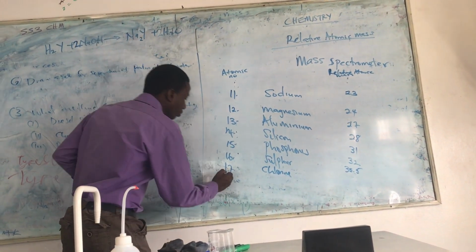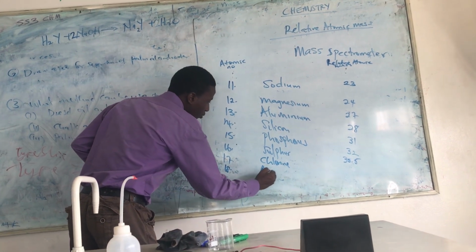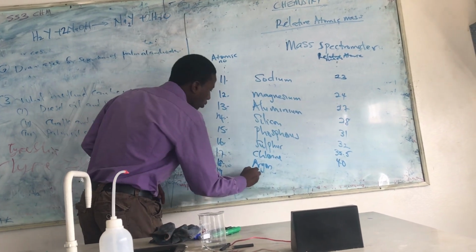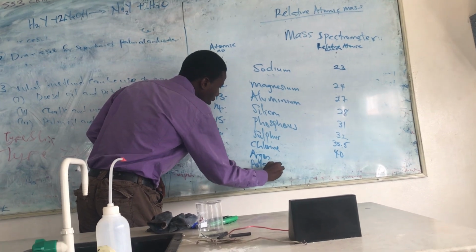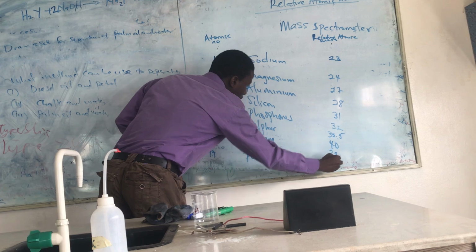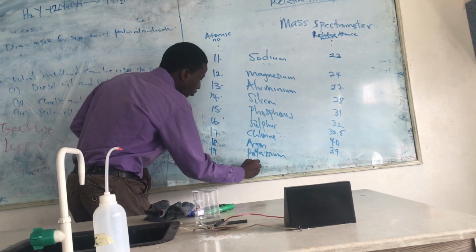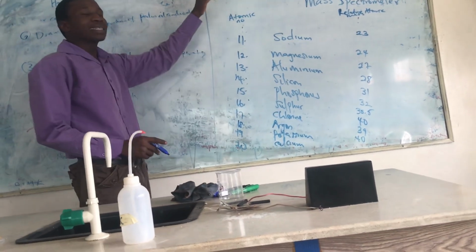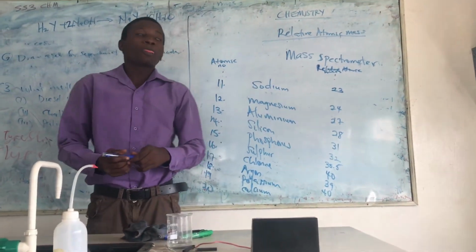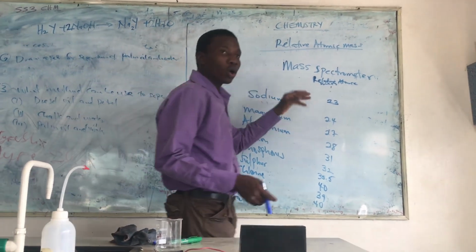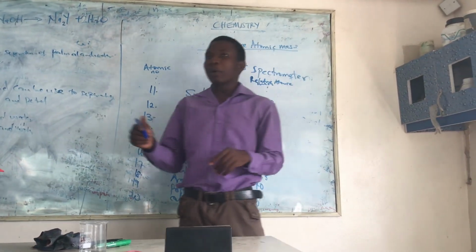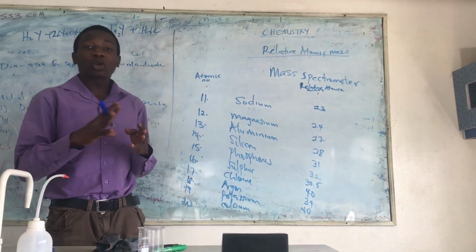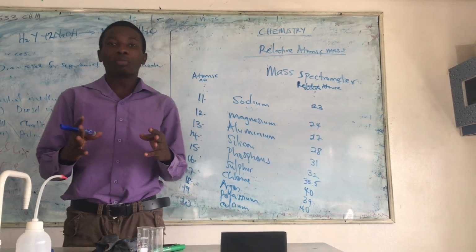Now, number 18, argon, which is 40. Number 19, potassium, which is 39. And number 20 is calcium, which is also 40. All these are the relative atomic masses of the first 20 elements. Although many of them have decimal points, what I just did in writing them like this is approximate them to a whole number.